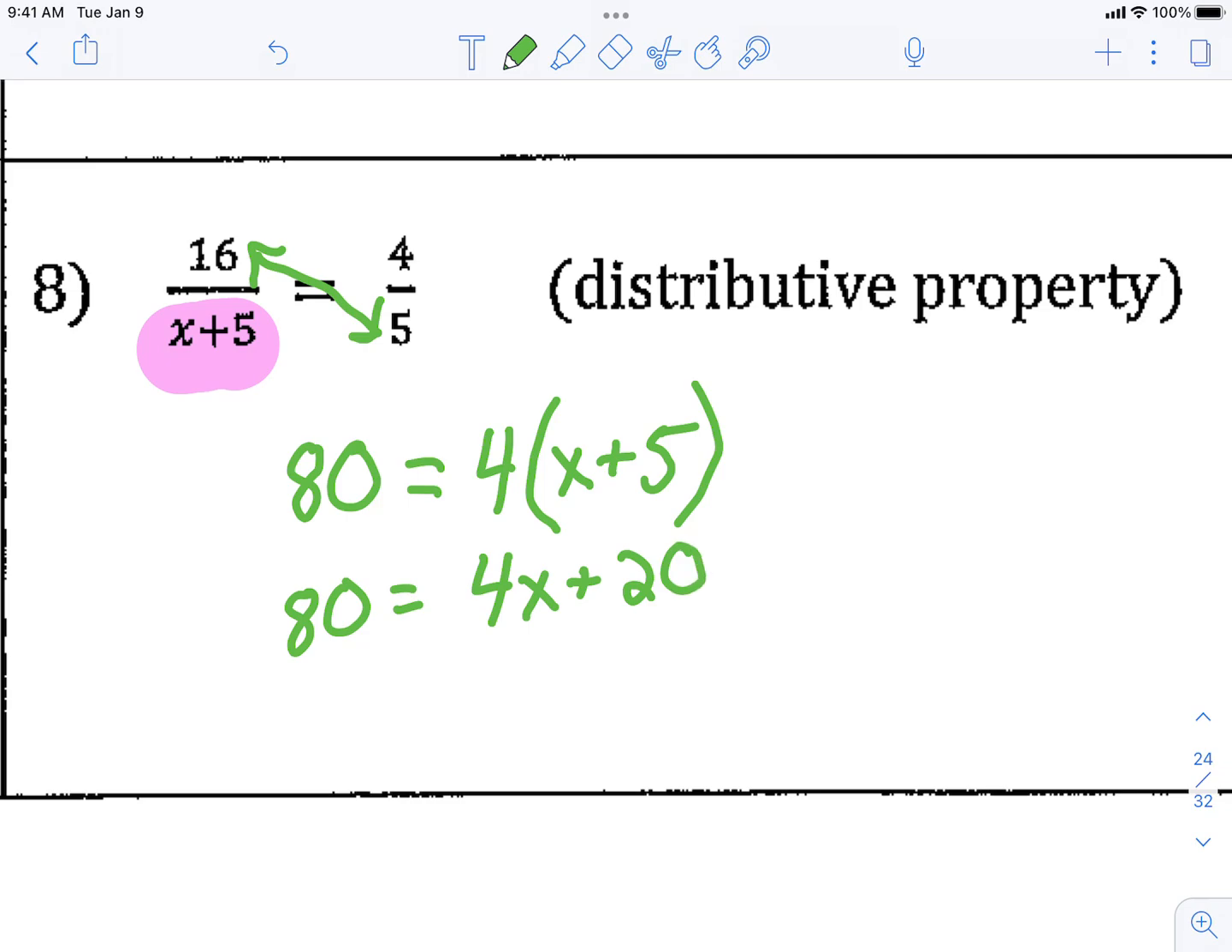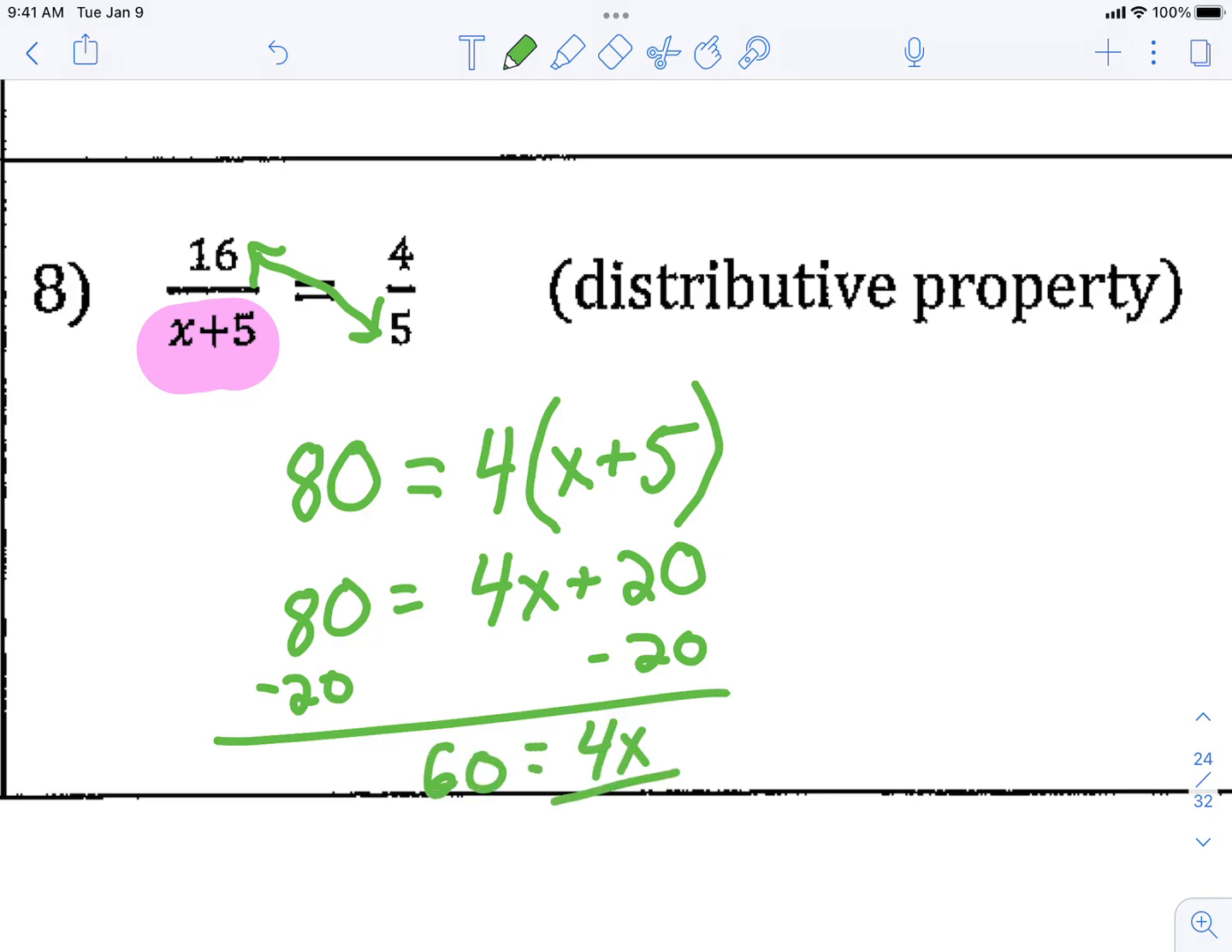And now we have a 2-step equation to solve. We'll subtract 20 on both sides. We'll divide by 4. And we get x equals 15.